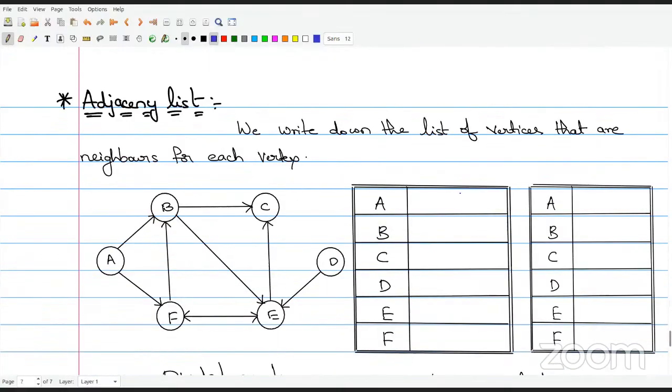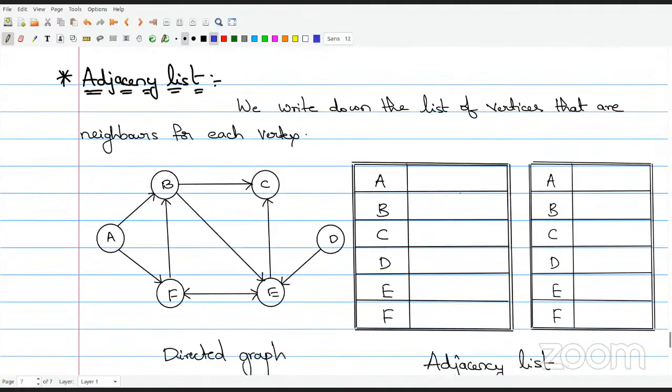Okay. And next is adjacency list. So what we do in this adjacency list is, this is also another way of representing a graph. What this adjacency list is basically is, we draw a table like this, and we list all the vertices that are neighbors of each vertex. Neighbors means adjacent.